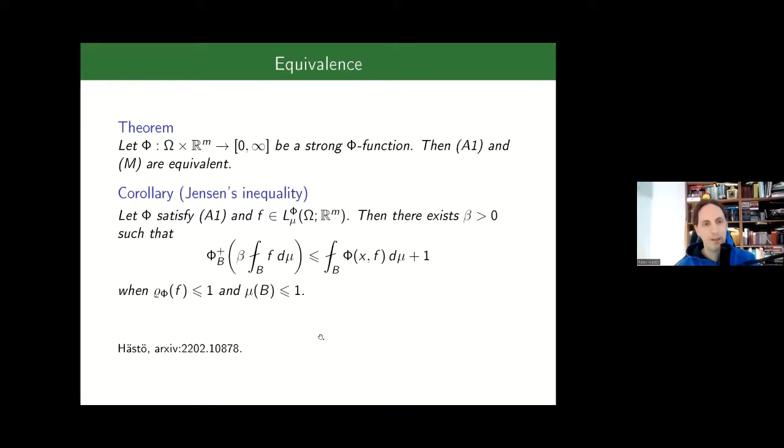And finally, here is this theorem. So it turns out that these A1 and M are equivalent. And then we can also get this Jensen type inequality. This inequality follows quite easily from this condition M. So the point is just that if we use this theorem, we go from A1 to M and then obtain this inequality.